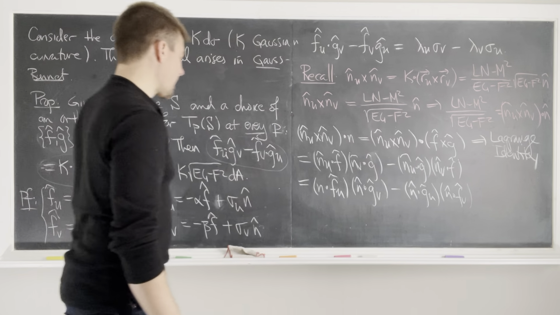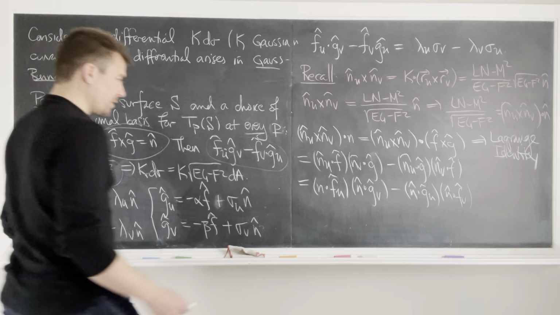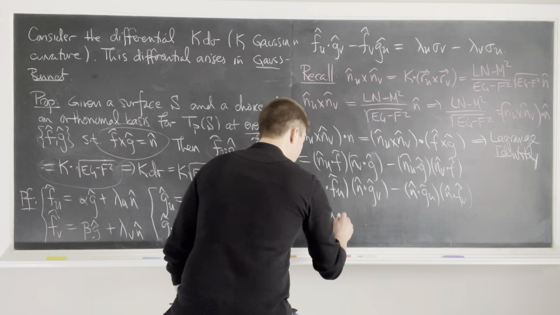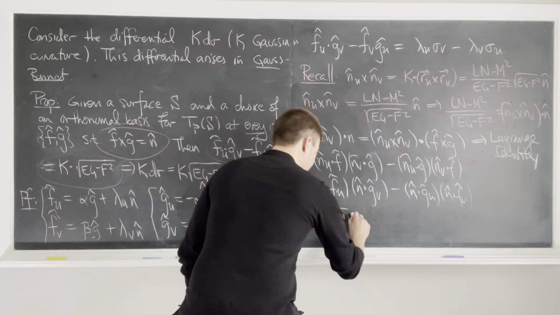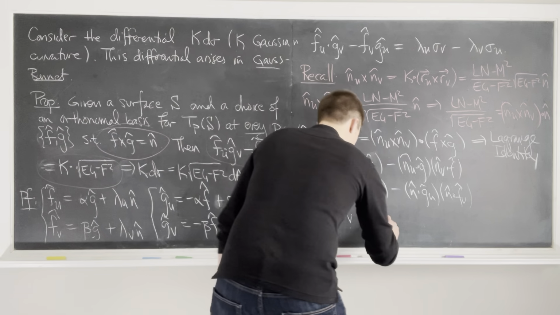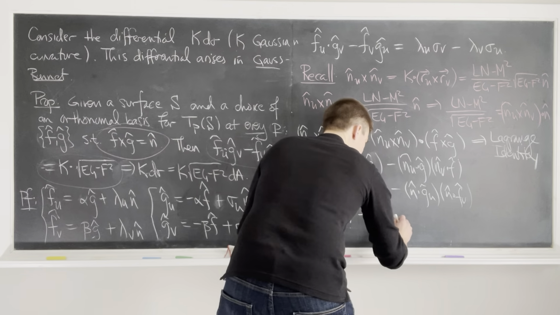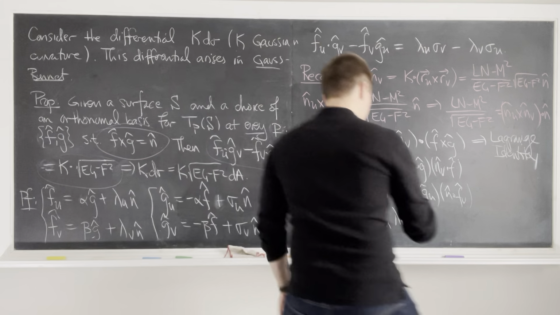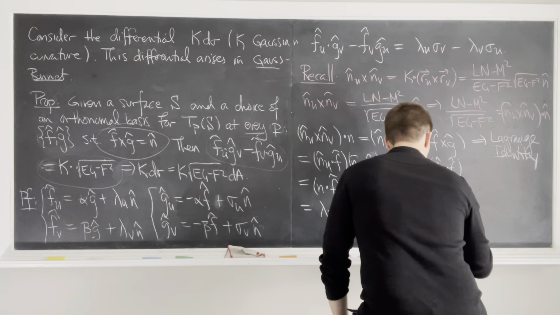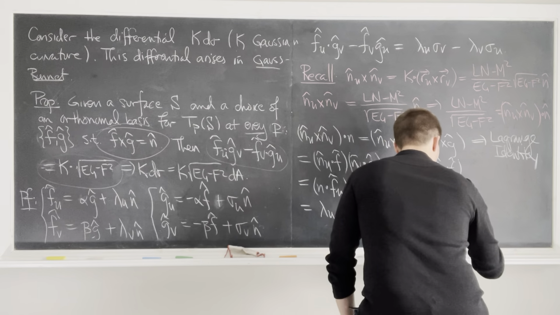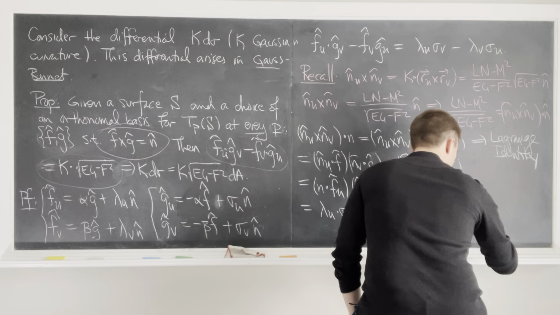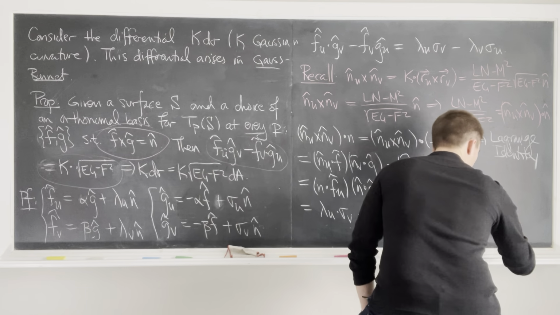Beautiful. Now what is n dot fu? N dot fu is lambda u, so this is lambda u, sigma v minus sigma u lambda v. And what is that? That's exactly just fu dot gv minus fv dot gu, like that.